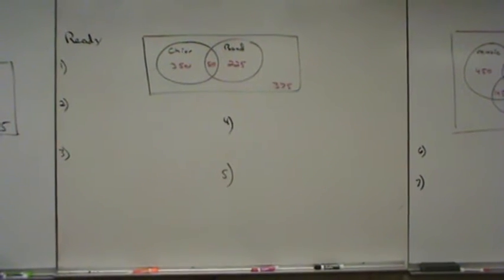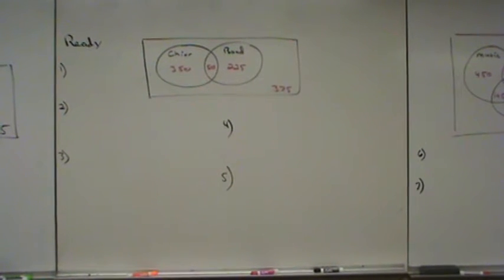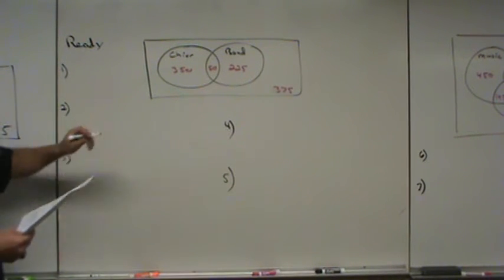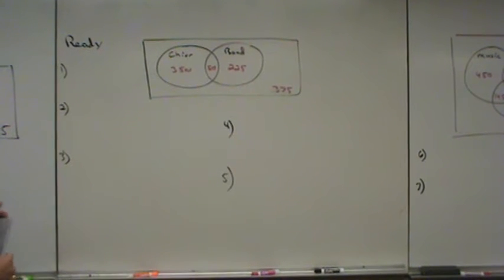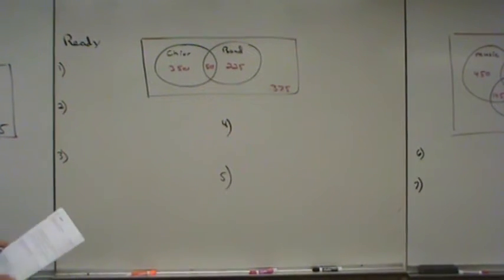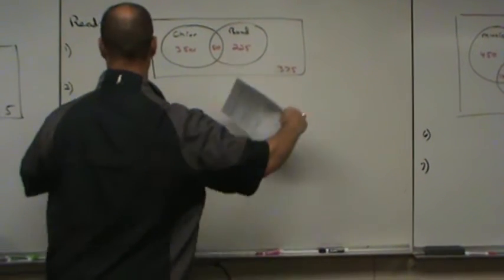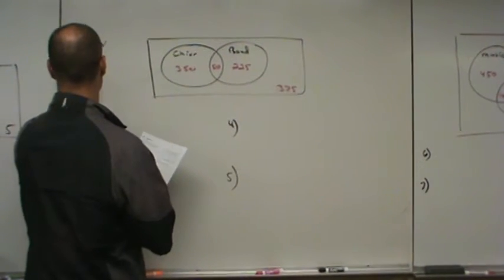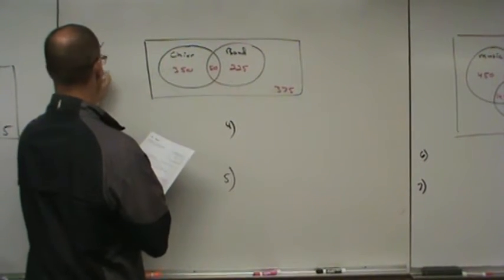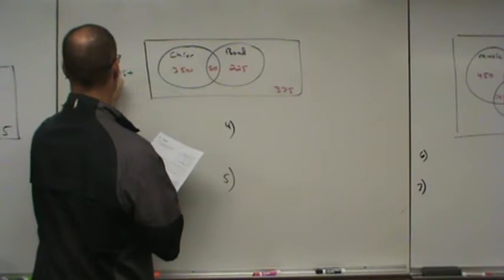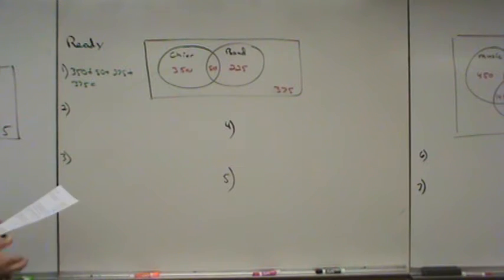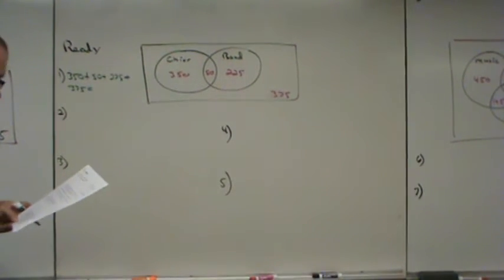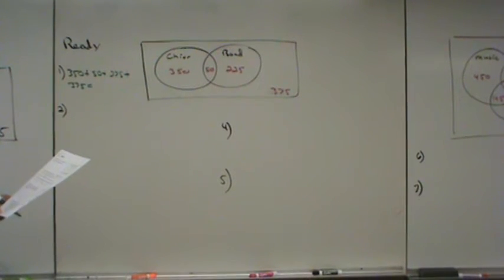All right, so here's the ready. Use the Venn diagram about choir and band enrollments. Question number 1, how many students were surveyed? How do we find out how many students were surveyed? Well, again, start with the left and work your way to the right. 350, show your work, plus 50, plus 225, plus 375, and that gives you a total of what? Count them up. Okay? Do some math.